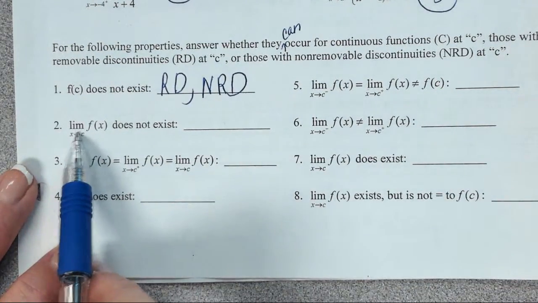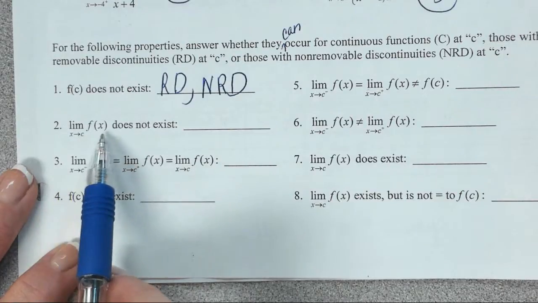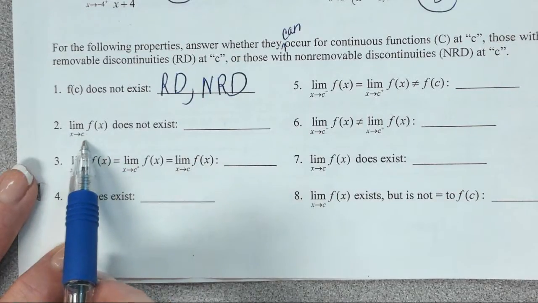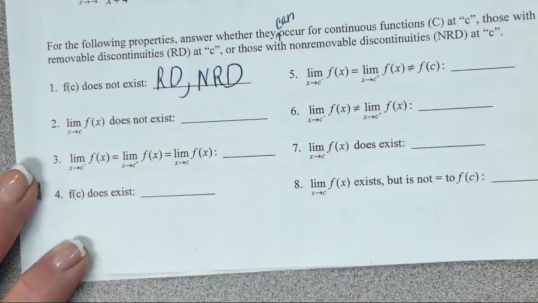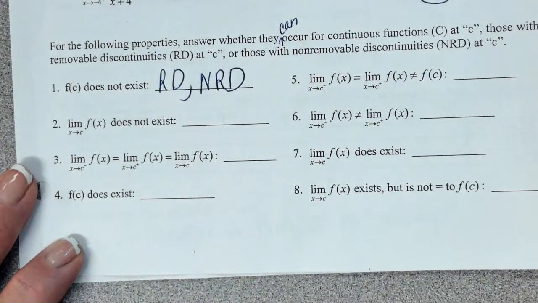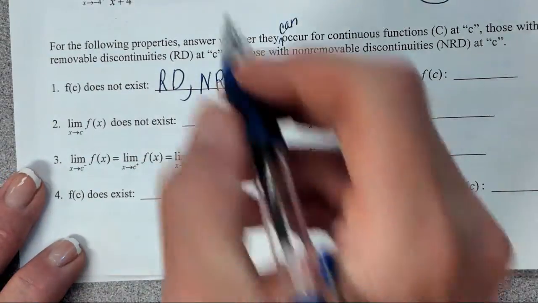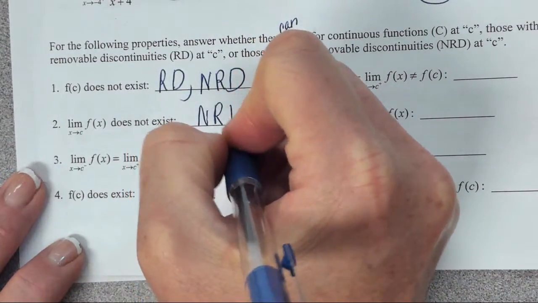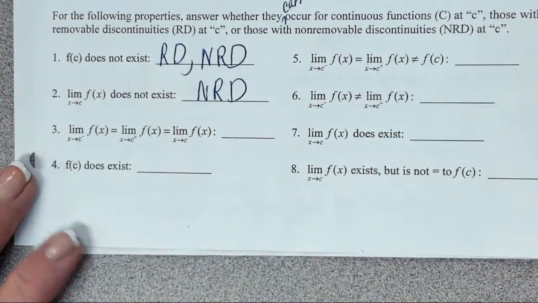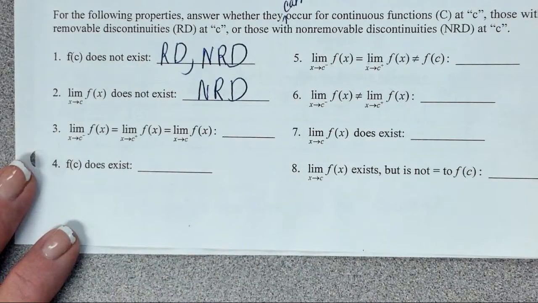What about the general limit of f of x as x approaches c? Does not exist. There's only one case. Where? What is it, Kara? Right. NRDs only. The limit exists for removable discontinuities, just not non-removable.